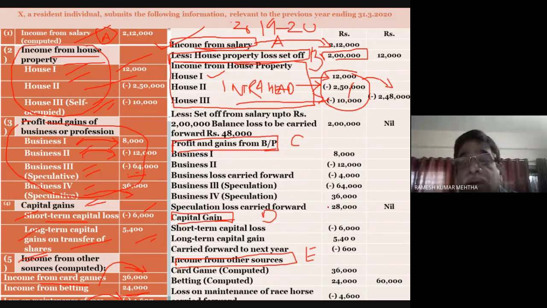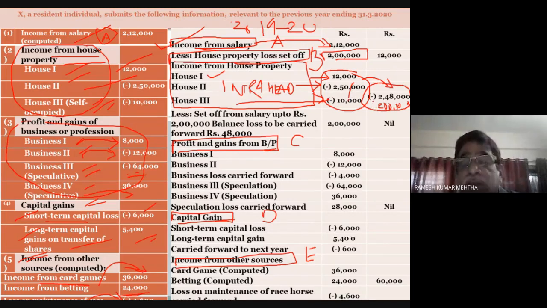This is number two. Now remember that under set off and carry forward of losses, and under inter-head adjustment, of this 2,48,000 rupees of loss from house property, a loss of 2 lakhs can be set off against salary income. So if you have an income from salary which is more than 2 lakh rupees, then out of this loss, 2 lakh rupees can be set off against the income from salary.